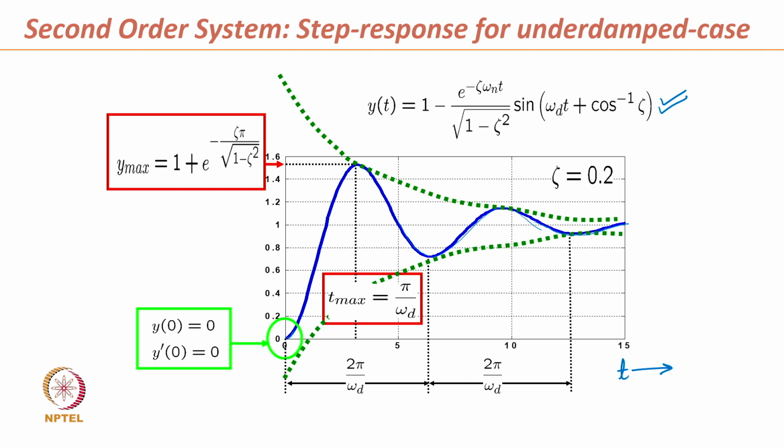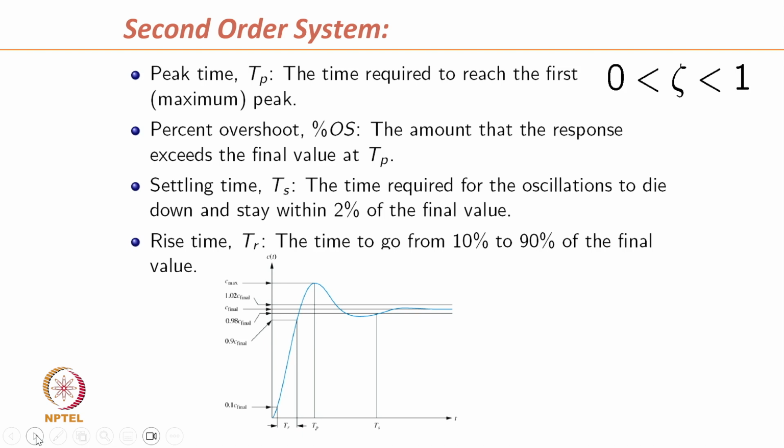A few parameters we can see in this. The output starts from 0 and reaches a peak value, which is y max, in a certain time, let us say Tp, and then there is a decay in the magnitude because of the damping. Now, we can define multiple parameters for this system based on the output characteristic.